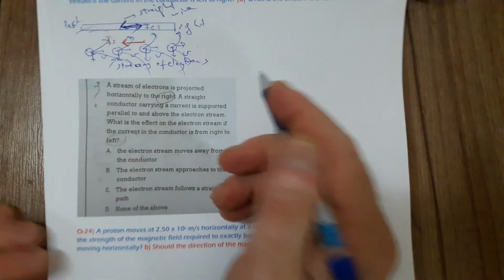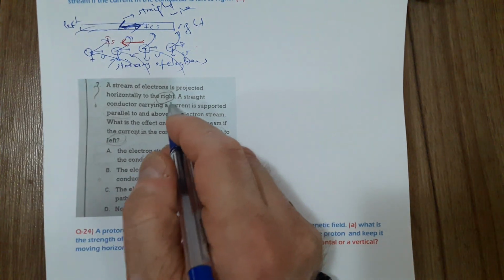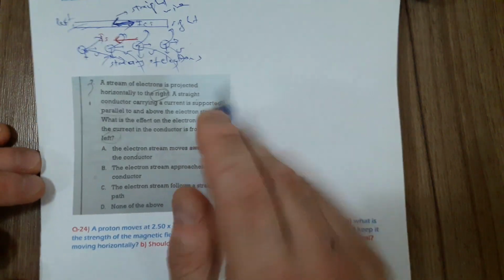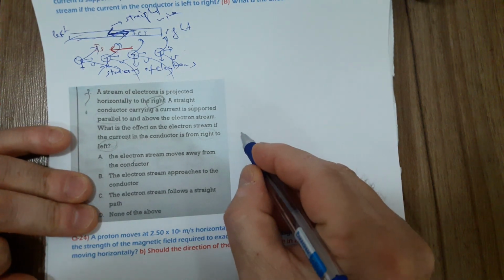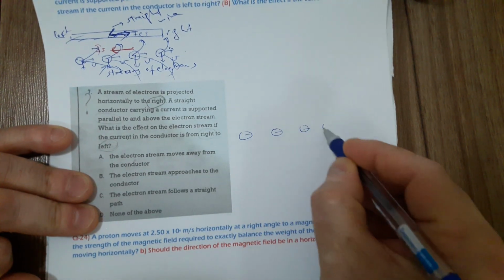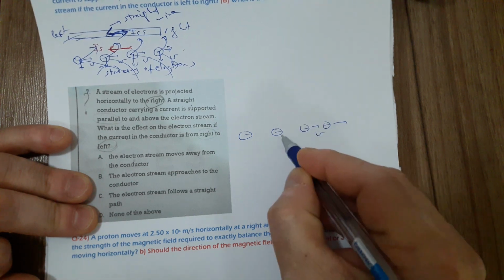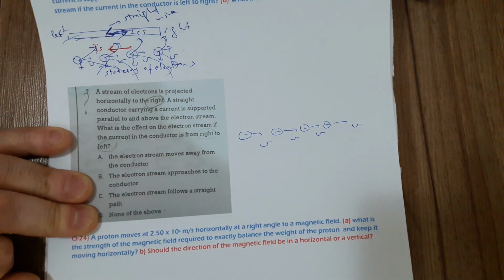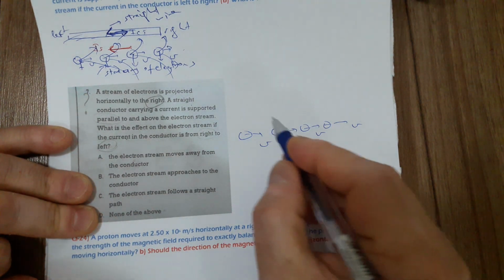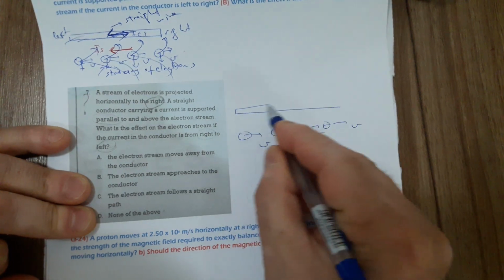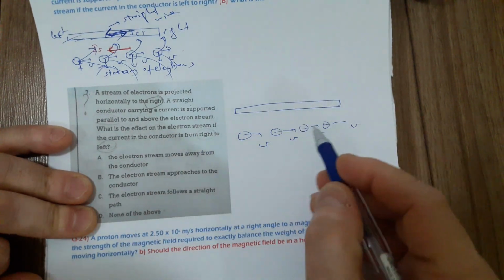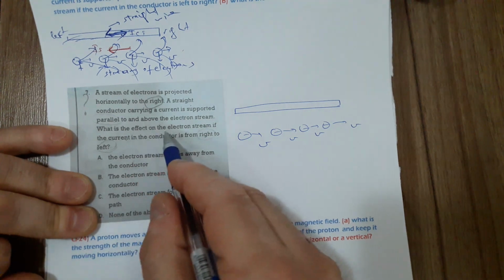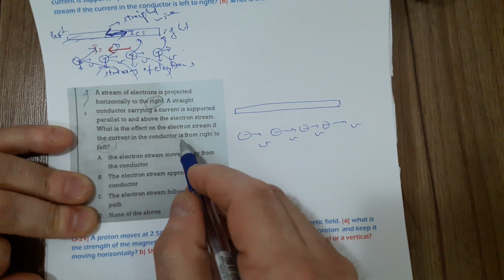So this question is asked in a test bank. A little change I made in this question. A stream of electrons is projected horizontally to the right. So this time, electrons are also to the right. So these are electrons. They are traveling to the right. A straight conductor carrying a current is supported parallel and above the electron stream, as you see. What is the effect on the electron stream if the current in the conductor is from right to left?